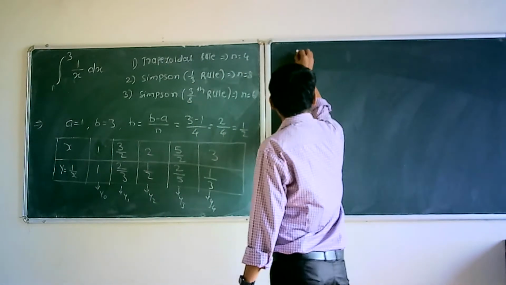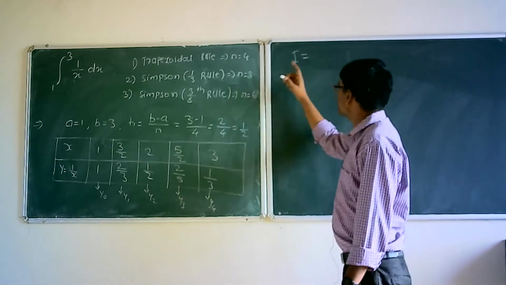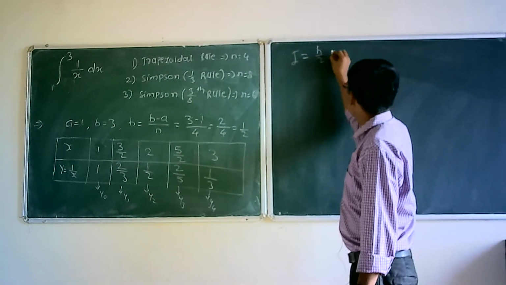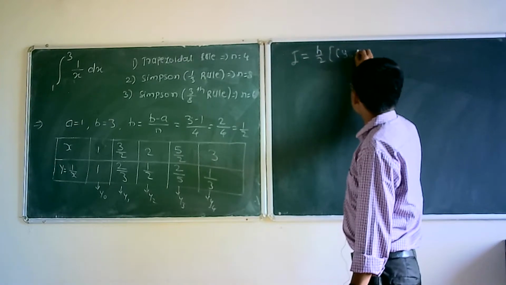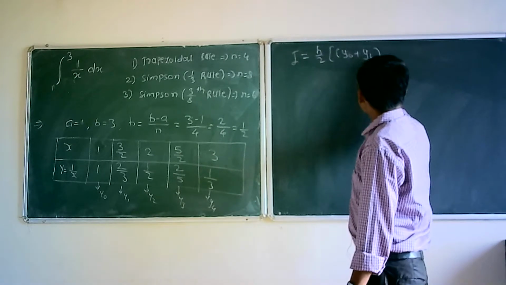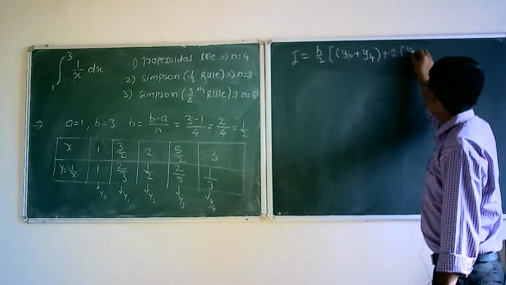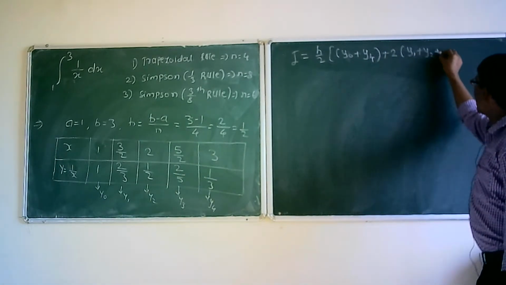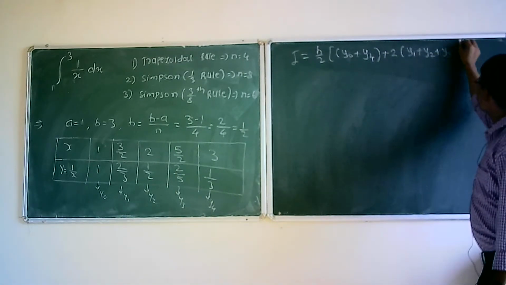So the value of integration by the trapezoidal rule is h by 2 inside the bracket y0 plus yn, so y0 plus y4, plus 2 times y1, y2, y3, inside the bracket.